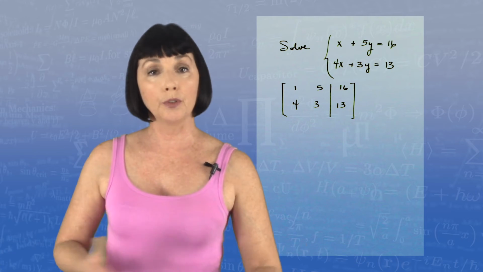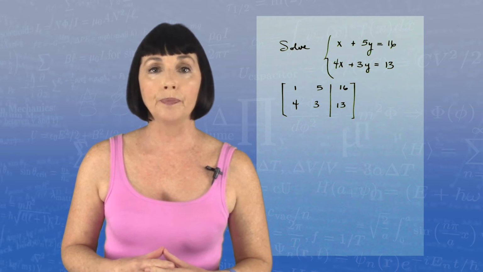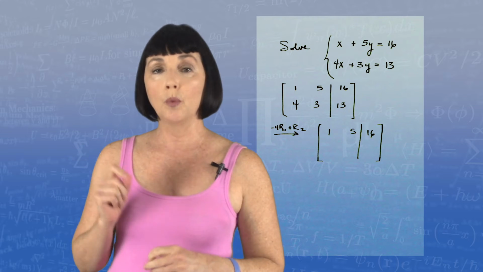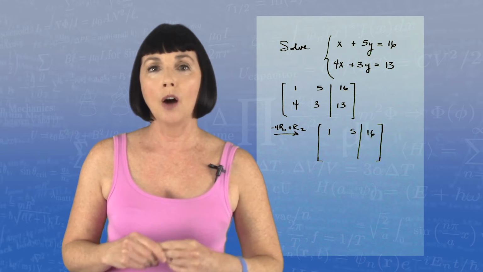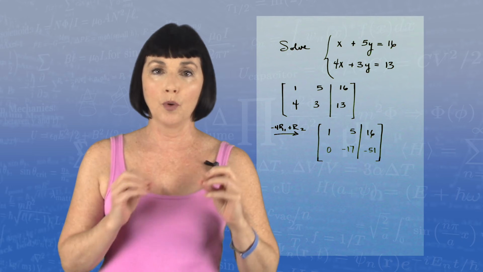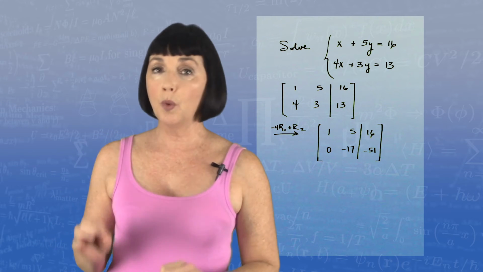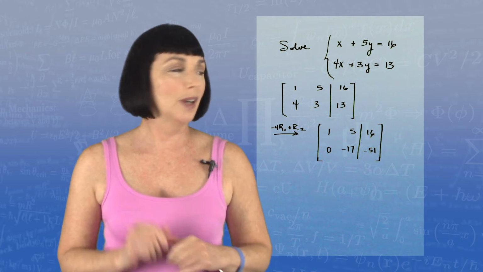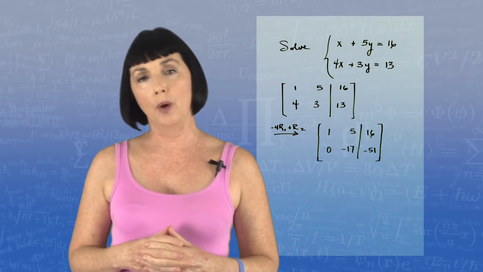Now I just want to use my elementary row operations to write this matrix in row echelon form. So the first thing I'm going to do is take -4 times row 1 and add it to row 2, and we'll replace row 2 with that. So -4 times 1 is -4, plus 4 is 0. -4 times 5 is -20, plus 3 is -17. -4 times 16 is -64, plus 13 is -51.